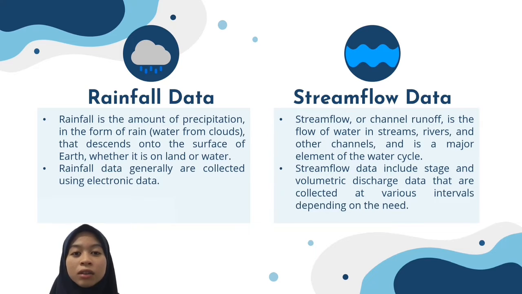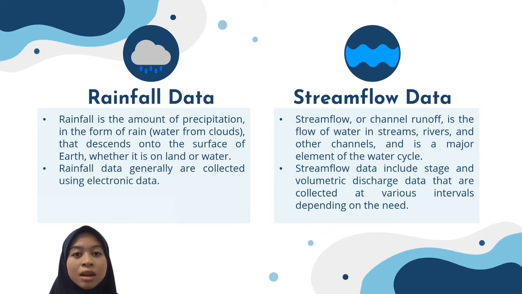Rainfall is the amount of precipitation in the form of rain that descends onto the surface of Earth, whether on land or water, and it develops when air masses travel over warm water bodies or over wet land surfaces. Rainfall data are generally collected using electronic data loggers that measure rainfall in 0.01 inch increments every 50 minutes using either a tipping bucket rain gauge or a collection well gauge.